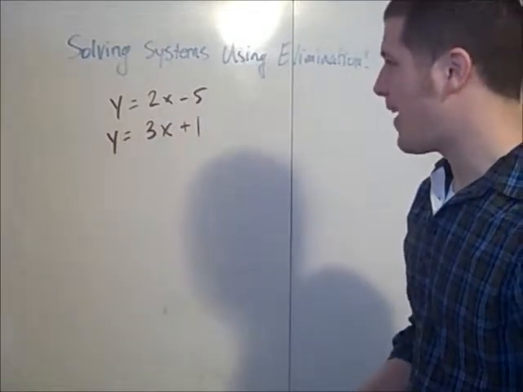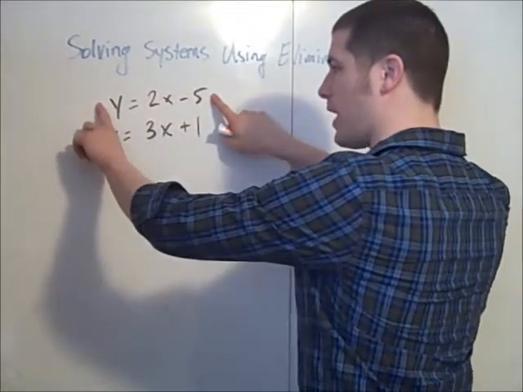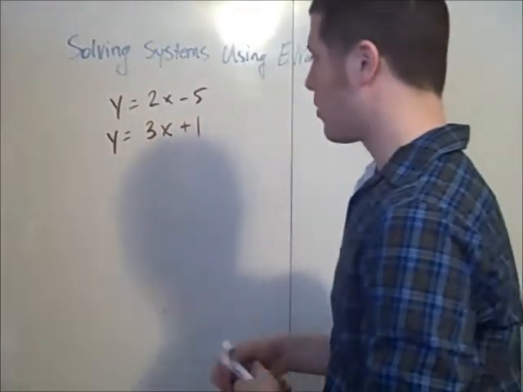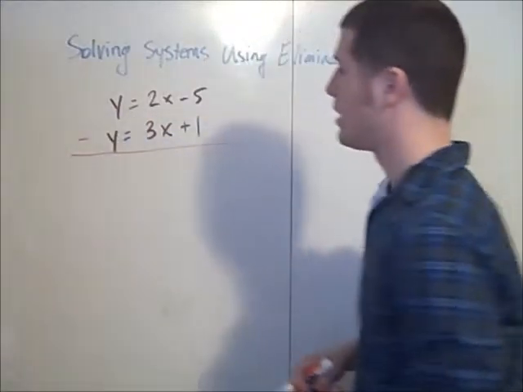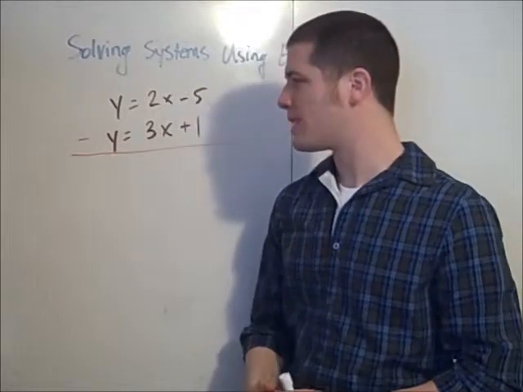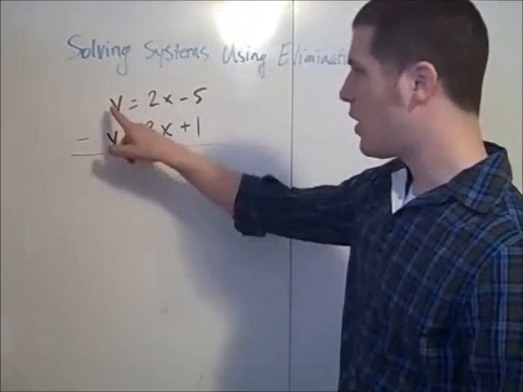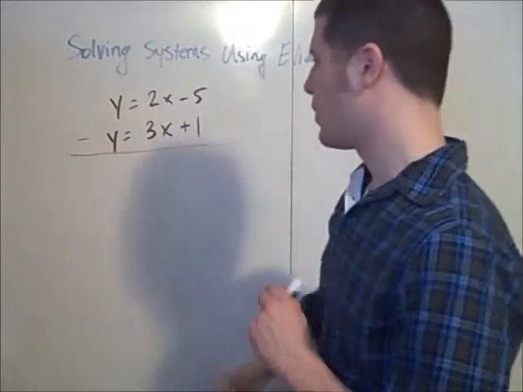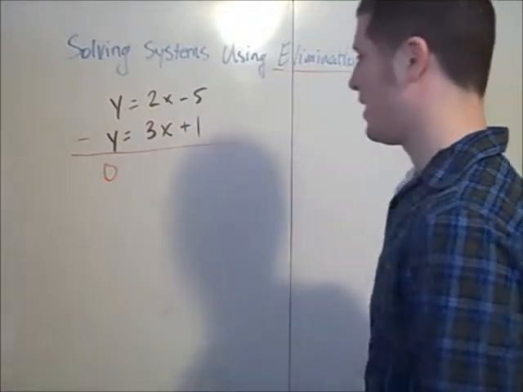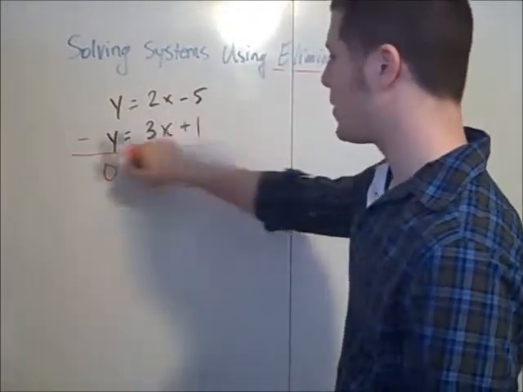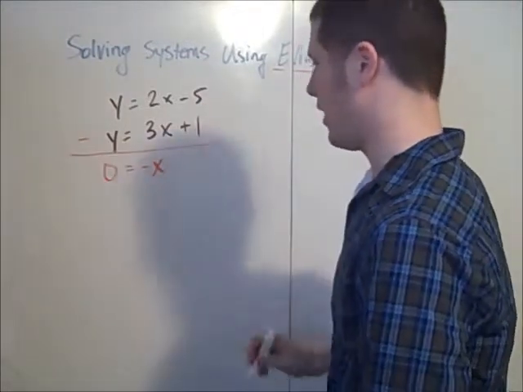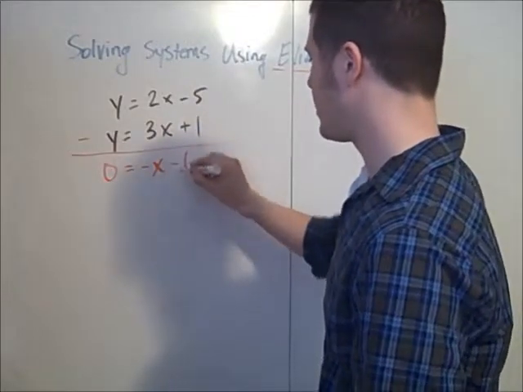So what I do is take this first equation and then I subtract the second equation from this first one. So subtract this equation from this one. Sometimes it's in our best interest to add equations, but here we're going to subtract because when we do, we get y minus y, which is 0. And so that eliminates that variable, which is why it's called elimination. So this is equal to, what's 2x minus 3x? That's negative x. And then I have negative 5 minus 1. Negative 5 minus 1 is negative 6.